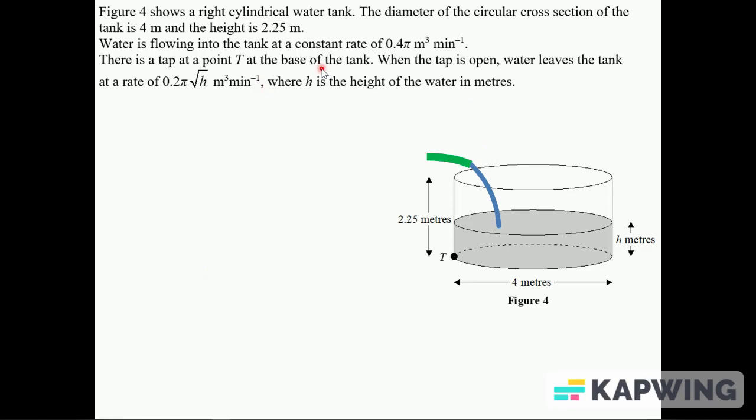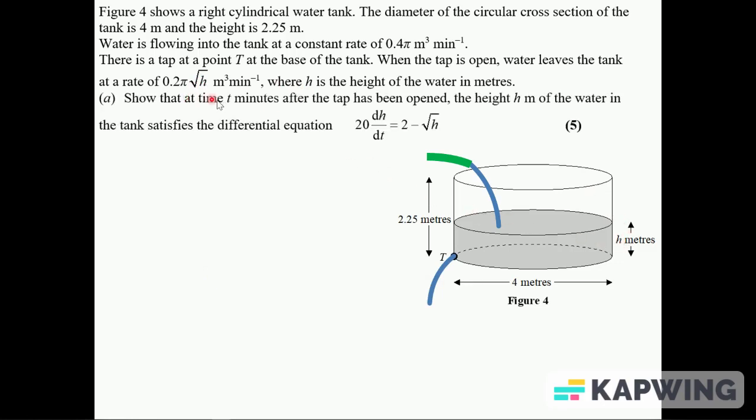There's a tap at point T at the base of the tank. When the tap is open, the water leaves the tank at a rate proportional to the square root of h, and h is the height of the water in meters. Show that at time t minutes after the tap has been opened, the height h of the water satisfies that differential equation. Now the water going in and the water going out are changing the volume, so it's going to show us the rate of change of the volume.